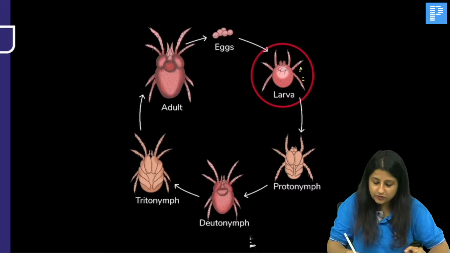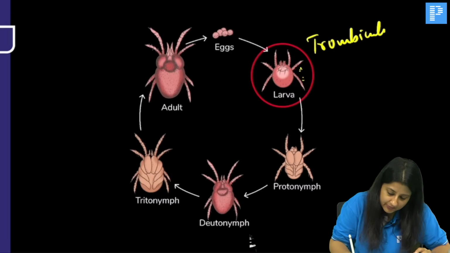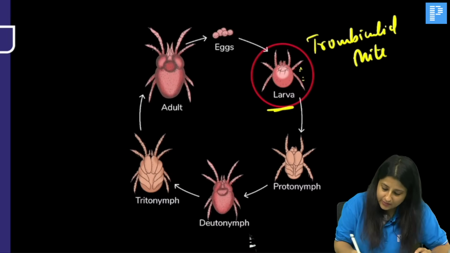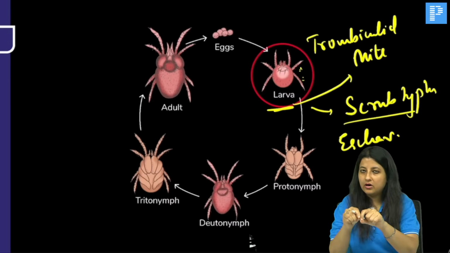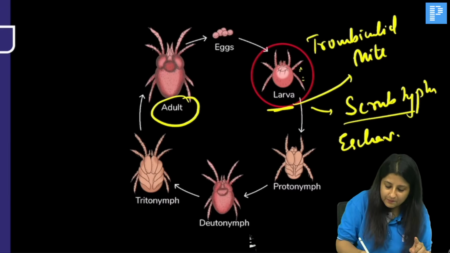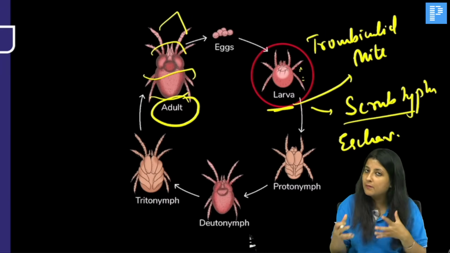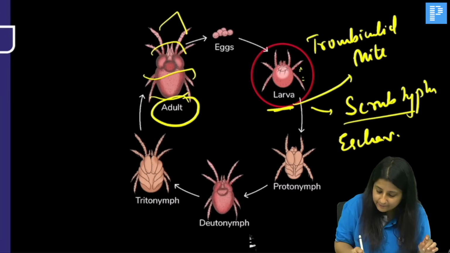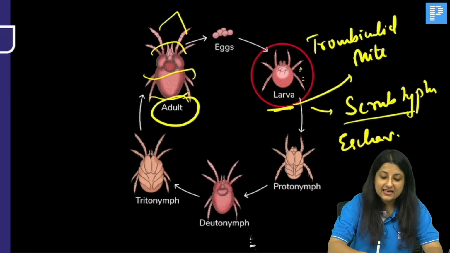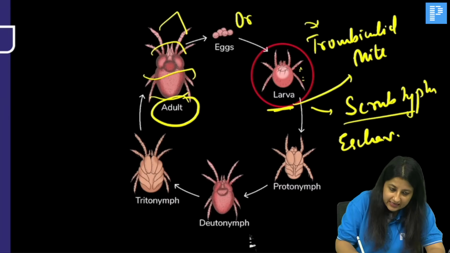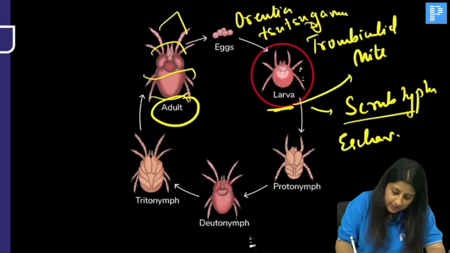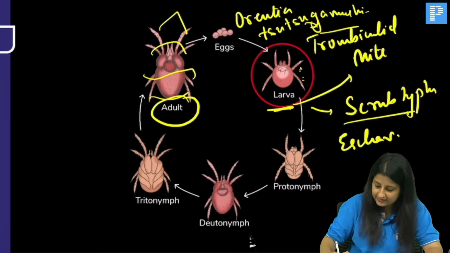And if you talk about this trombiculid mite, guys, this one is the larva form. This only transmits scrub typhus. In scrub typhus, what do you see? Eschar formation, that black wound. How many legs does the adult form have? 4 pairs of legs. Trombiculid mite is the larva which has 3 pairs of legs. This transmits scrub typhus. What is the agent that trombiculid mite is carrying, everybody? Orientia tsutsugamushi. That's the agent that trombiculid mite is carrying.